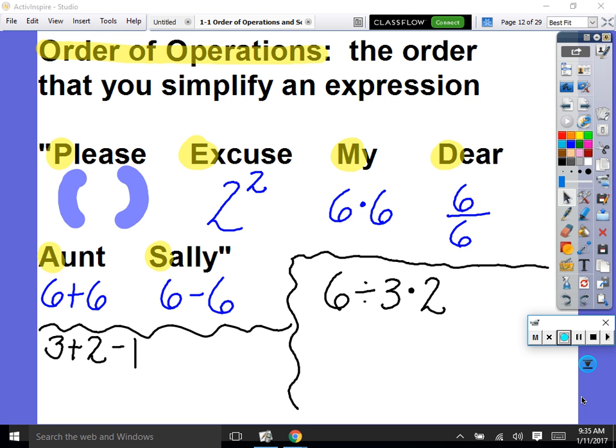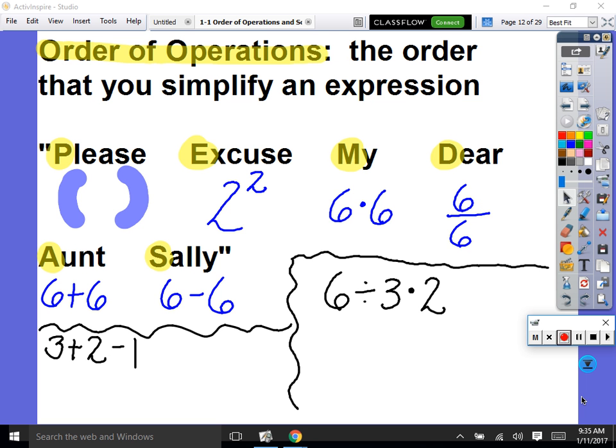How many of you have heard, please excuse my dear Aunt Sally? Yeah, many of us, right? If not, there's other little things that teachers use. So this just helps you simplify in the correct order. So please, that just means we simplify anything with parentheses first.